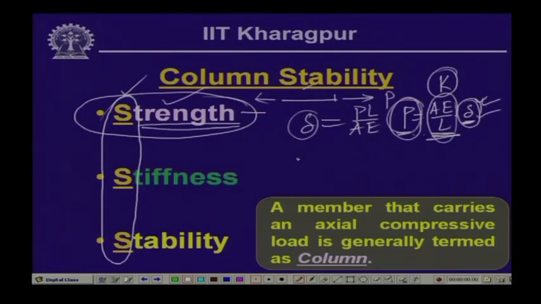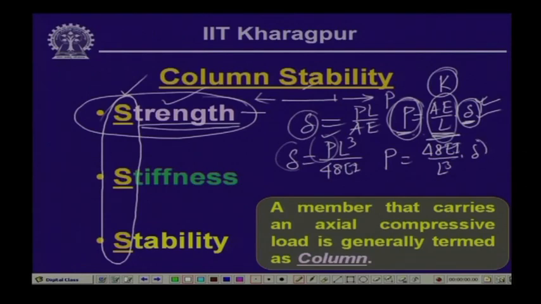Consequently, say for example, in a simply supported beam subjected to a load, we had seen that delta is equal to P L cube by 48 E I. Here also, if I like to write P in terms of delta, we can write P equals 48 E I over L cube times delta. If we like to have unit deformation or deflection, the corresponding load which we need is equal to this amount, which we term the stiffness of the member.